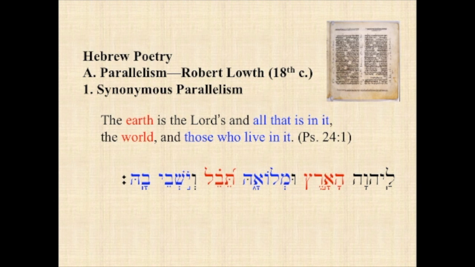For example, what is called synonymous parallelism. That is where you have two lines that basically say pretty much the same thing in two different ways. So, "The earth is the Lord's and all that is in it, the world and those who live in it." In this case, the earth, ha'aretz, is in parallel to tevel, the world. All who live in it, melo'ah, is parallel to yoshvei va. And so one does not look for different ideas in these lines, but rather a way of saying the same thing with some kind of variation.